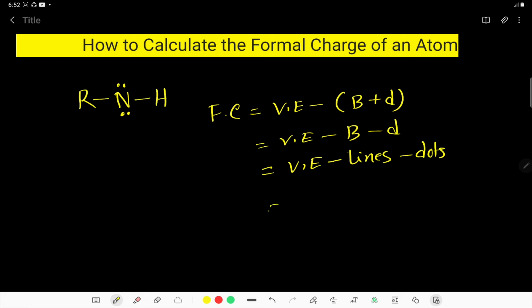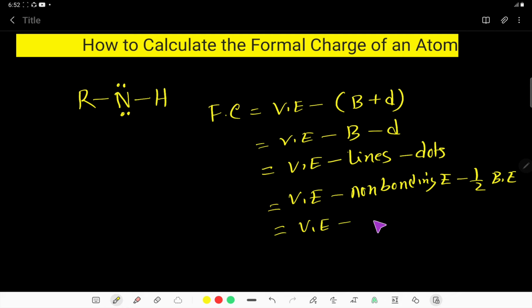Also we can write formal charge equal to valence electron minus non-bonding electrons, where dots mean non-bonding electrons, minus half of bonding electrons, right? Or we can write valence electron in a neutral atom minus assigned electrons.